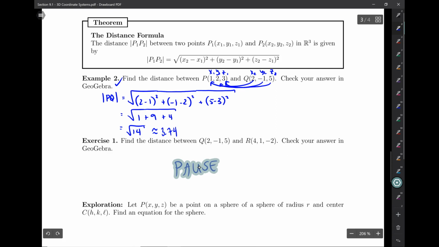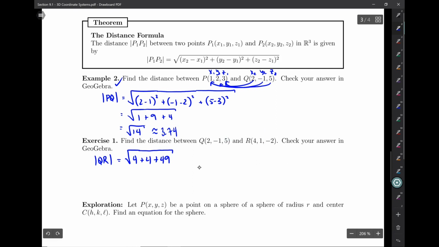All right, welcome back. Let's go ahead and go over this one together. I'll do this relatively quickly since you already have kind of gone through that process. Now, a lot of this subtraction you can probably do in your head and maybe even doing the squaring as well. 4 minus 2 is 2. 2 squared is 4. 1 minus negative 1. Now, careful with these negative signs. 1 minus negative 1 would be 2. 2 squared is 4. Negative 2 minus 5 would be a negative 7. Squared is 49.